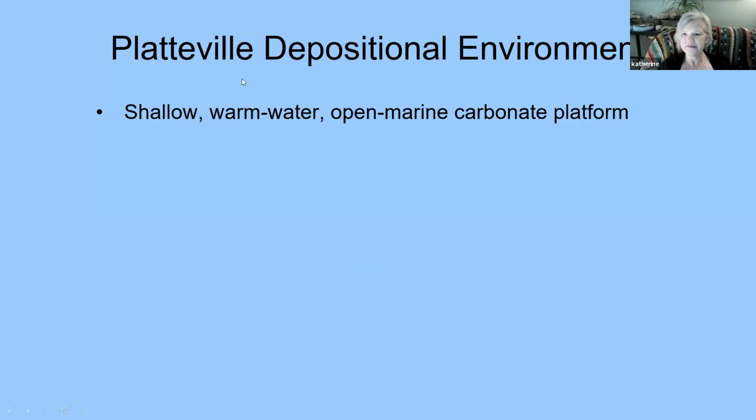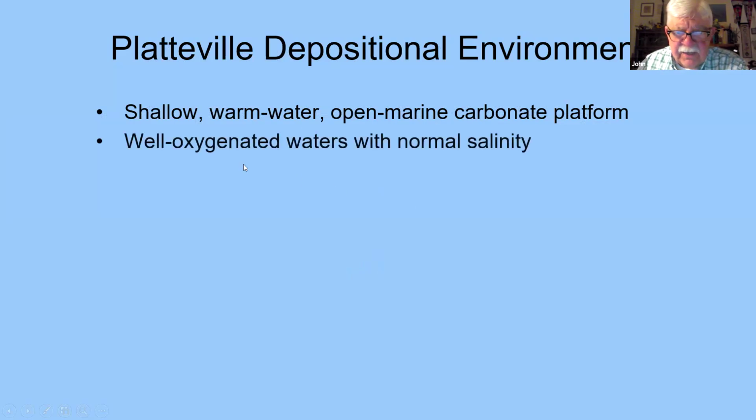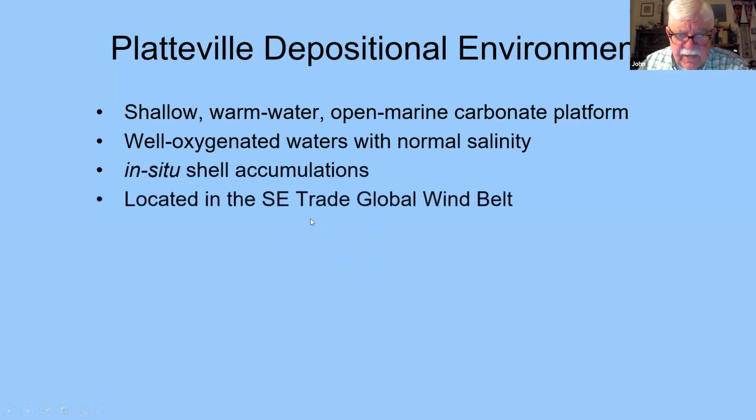Okay. All right. Platteville depositional environment. Shallow, warm water, open marine carbonate platform. I mean, it's just ideal for substrate critters. Well oxygenated waters with normal salinity, in situ shell accumulations, and that's why there's so many of them. Located in the southeast trade global wind belt. Remember, and I'll show you a map in just a second, most of Laurentia was south of the equator.